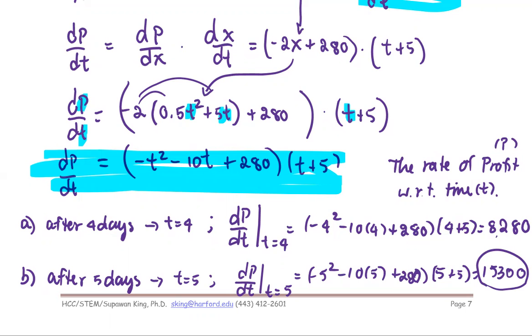So that means on day 4, you expect the profit to increase by $8,280 per day. But on day 5, you expect the increase in profit to be $15,300. So the change of the profit is different every day.